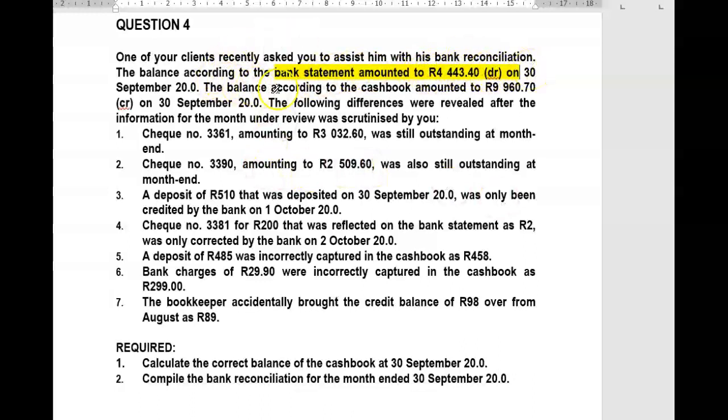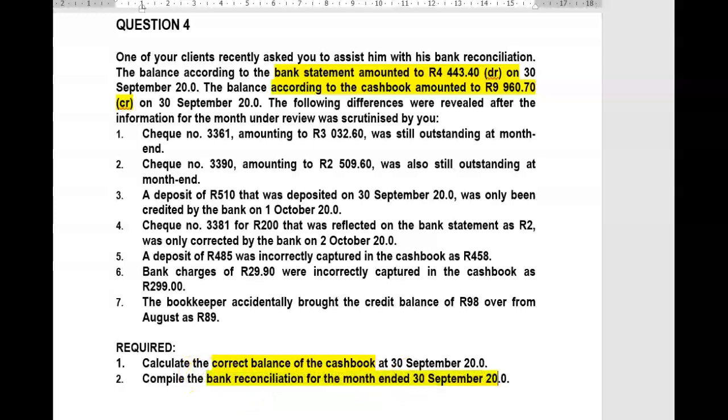On 30 September, the balance according to the cash book amounted to 996,070 credit. It's not a positive, it's also an overdrawn balance of 996,070. Then they give you the following differences, and they want you to calculate, number one, the correct balance of the cash book, and they want you to do the bank reconciliation for the month of September.